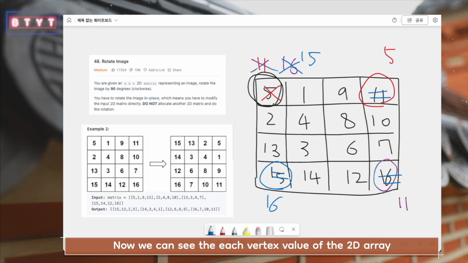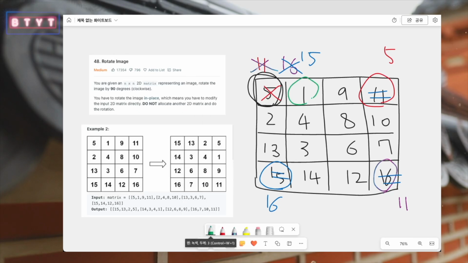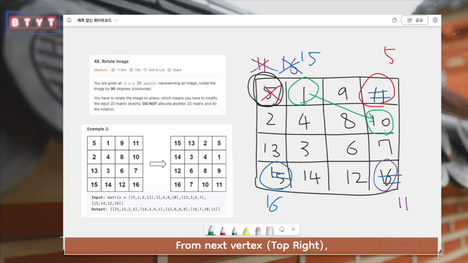Now we can see that each vertex value of the 2D array is rotated 90 degrees clockwise. We can apply this method to every position in the 2D array. Starting from our pivot position, we can move one step right for targets one step down. From the next vertex, we can move one step down for targets one step left.